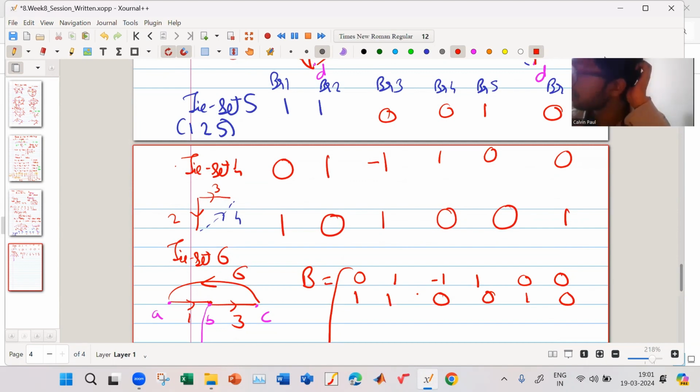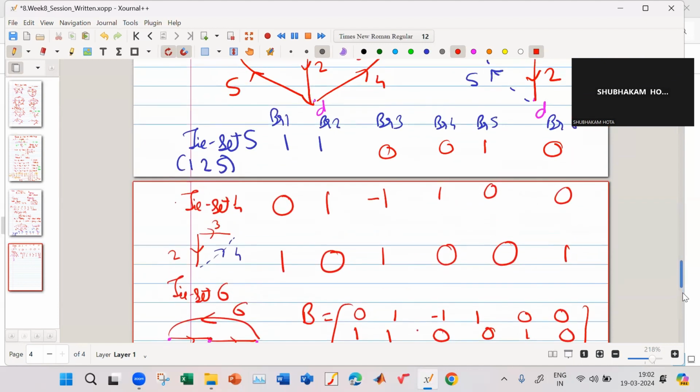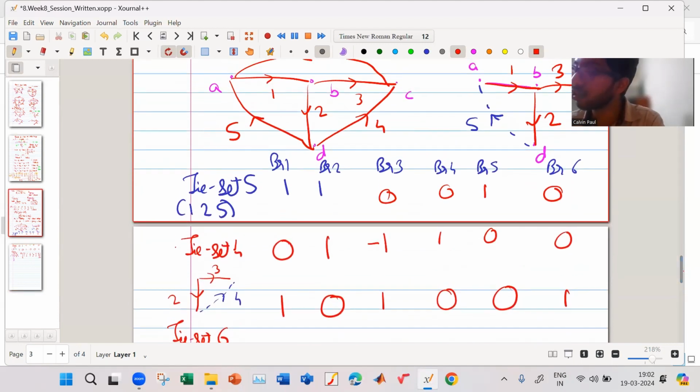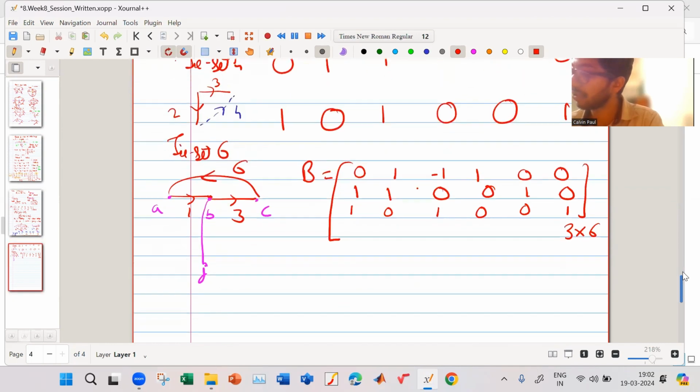Okay. And what is the dimension of this matrix? 3 cross 6, sir. Now, what does this row which you have written signify? Does it signify current? Does it signify voltage? Voltage. Which voltage? This is the element voltage. Element voltage is correct. So now let me draw the tie set.